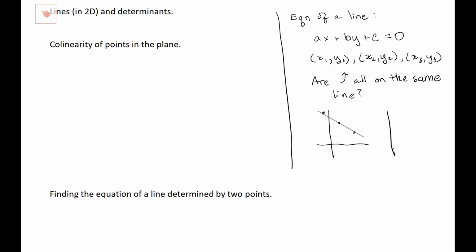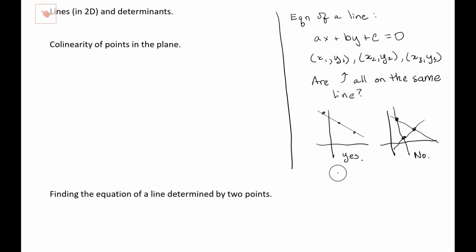Or are we in a situation like this, where these points don't lie on a line? There's no line I can draw through these 3 points. These are the only lines that are determined by this set of points. So the answer to are all these points on the same line? Yes, looks like this, and no, looks like this.